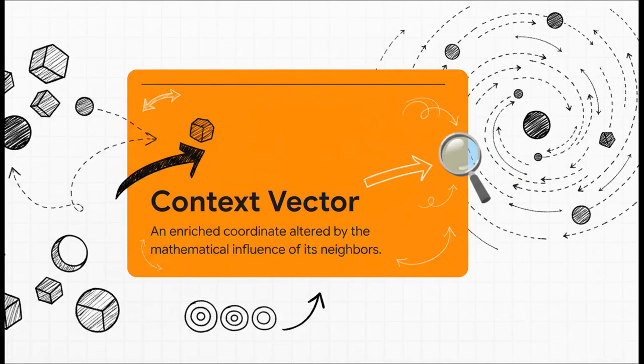So, to make sense of a highly ambiguous word like "it," the machine has to do something incredible. It needs to blend the original, static definition of the word with the immediate living context of the sentence around it. To achieve this, the machine must construct a brand new coordinate entirely on the fly. It calculates what we call a context vector. You can think of a context vector as a heavily enriched coordinate. It still contains the core of a word's original meaning, but it's been heavily altered by the mathematical influence, almost like the gravitational pull, of its neighbors. The machine absolutely depends on this gravitational pull from the surrounding words to form a cohesive, flowing thought.